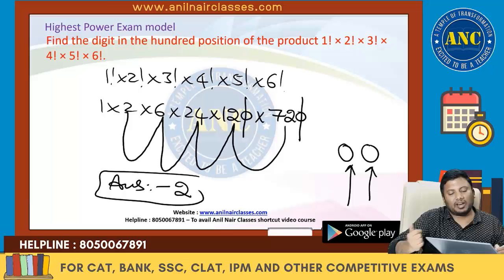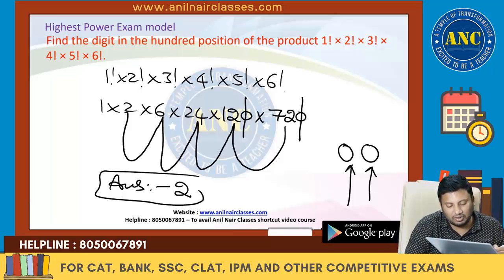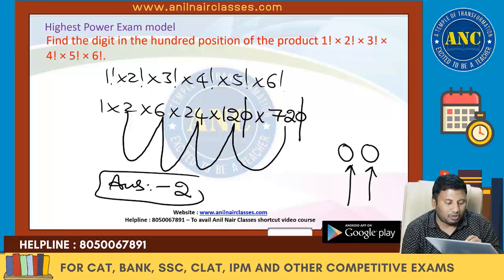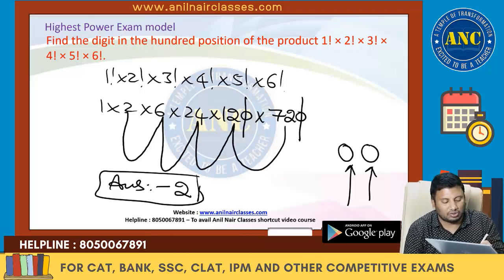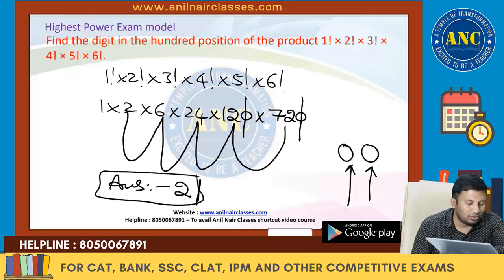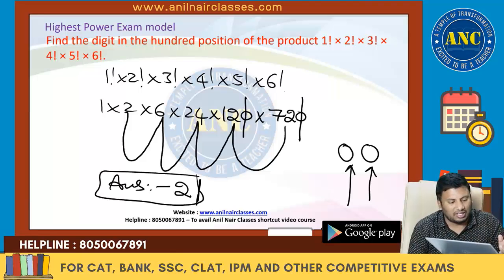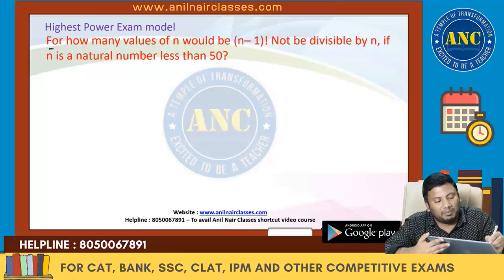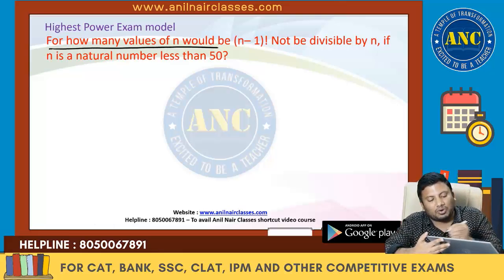Because 5 factorial is 120, 6 factorial is 720, the 0 0 cancel. 2 2s are 4, 4 4s are 16, 6 6s are 36, 6 6 2s are 72. The unit digit is 2. Very easy question; unnecessarily I am doing it as a power of prime basis. It is a very, very important, highly repeated question.